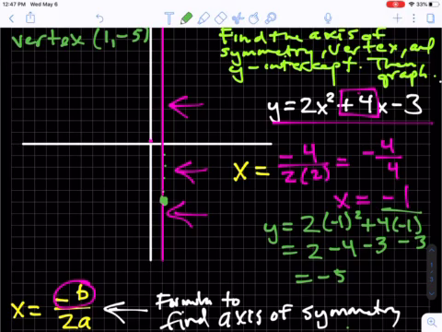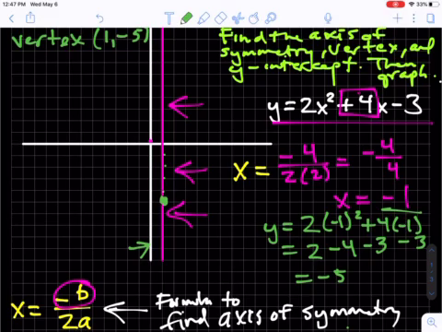All right, and now to find the y-intercept, think about what the y-intercept is. The y-intercept is this next line right over here. It's where it crosses the y-axis. And there's a really easy way to find it on these.